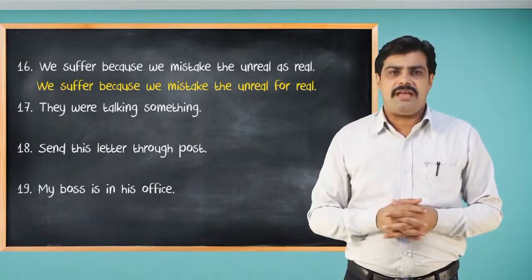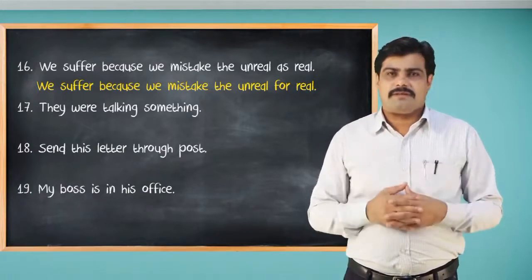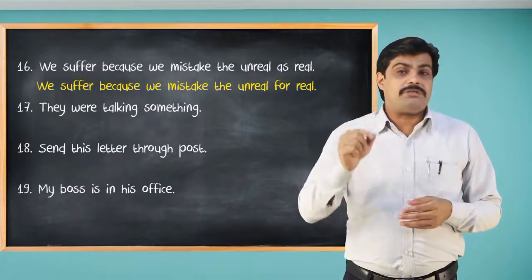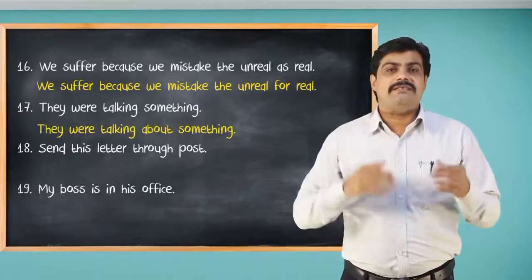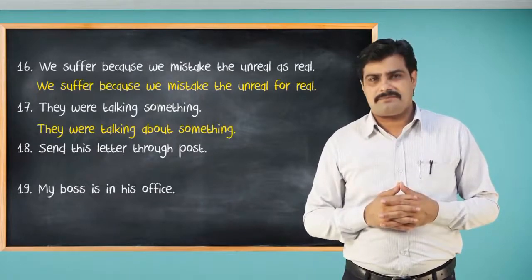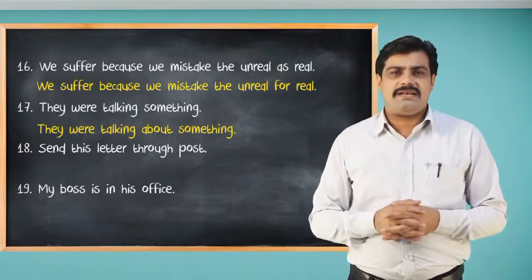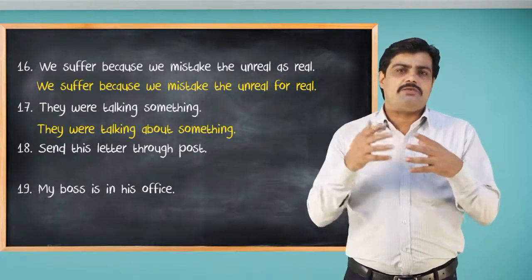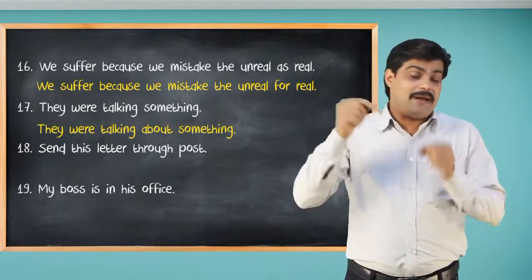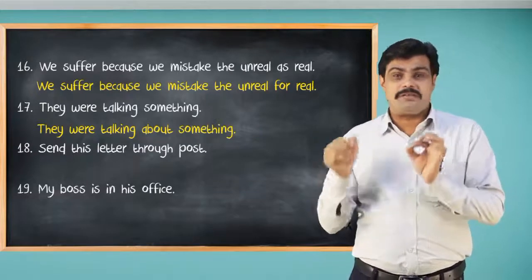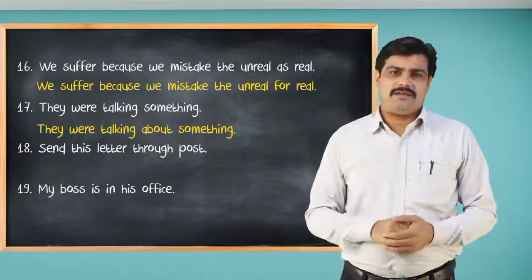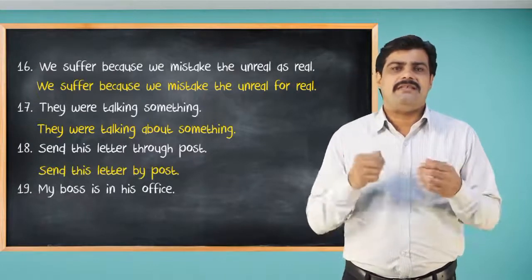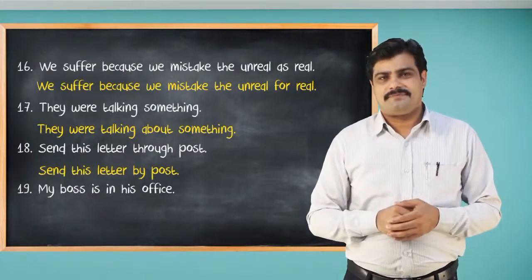Another sentence you see, they were talking something. Use the preposition about with the verb talking. So say the sentence, they were talking about something. Now let's take the another sentence. Send this letter through post. We say by post, it is a common expression. So erase through and use by. Now say this sentence as send this letter by post.